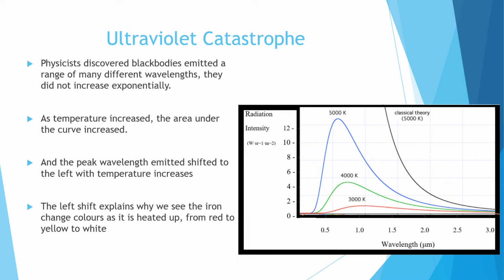Second, as the black bodies grew hotter, the peak wavelength emitted shifted to the left. The left shift explains why we see the iron change colors as it is heated up, from red to yellow to white, since the peak represents the highest number of waves at that wavelength emitted. Then the point on the visible color spectrum where the peak is will determine the color we see.